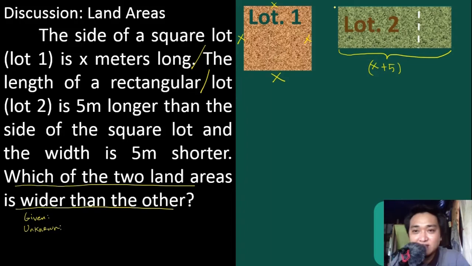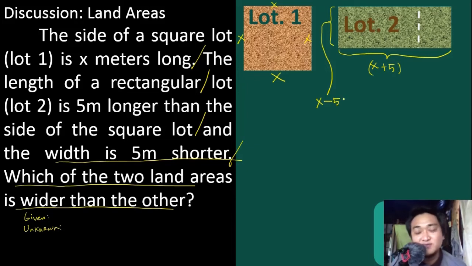Yung kanya namang lapad. Basahin uli natin. 5 meters longer than the side of the square lot, chop. And the width is 5 meters shorter. Yung kanya daw lapad is 5 meters shorter. So, kung kanina, 5 meters longer is x plus 5, this time, when we say 5 meters shorter, hulaan nyo, that will be minus 5. Ayan, kasi 5 meters shorter daw.